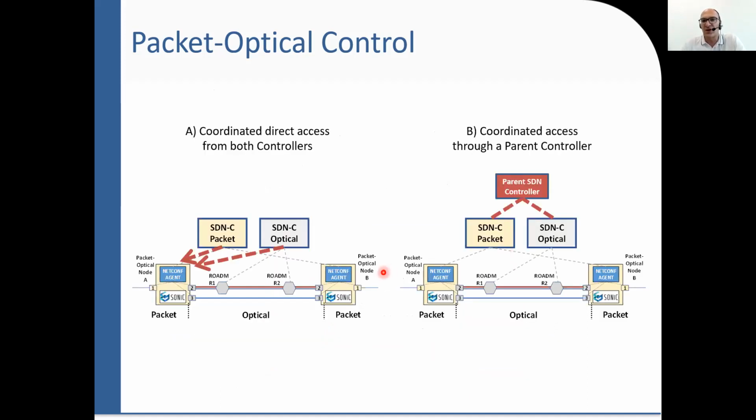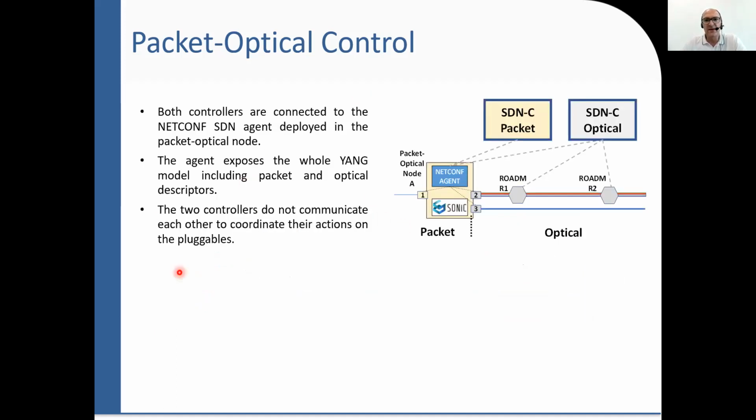So how to address these issues? There are basically two solutions. One is to enable coordinated control of the box from two different controllers, so both can access the node and provide the configuration. And the other option, on the left, does not require direct cooperation between the two controllers for the coordination of this box, the pluggable modules. Instead, you may need a communication between the two controllers passing, for example, through a parent SDN controller. So we investigated both options. This was work presented at OFC early this year, in which we investigated together with Telecom Italia.